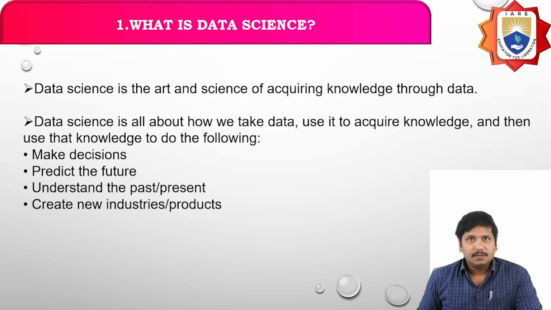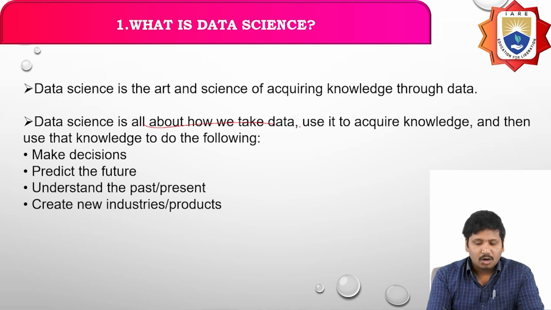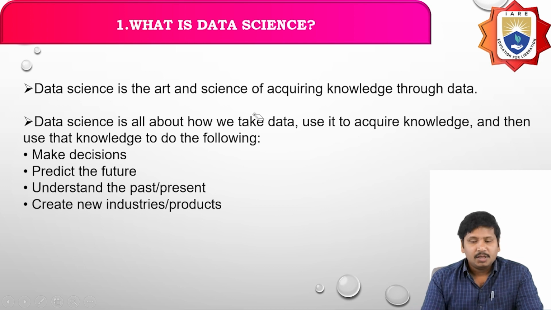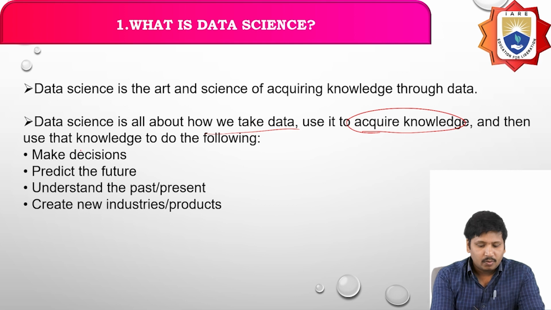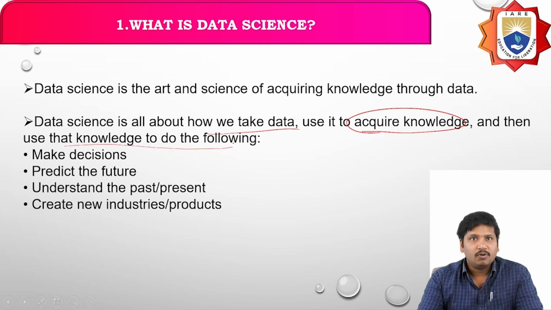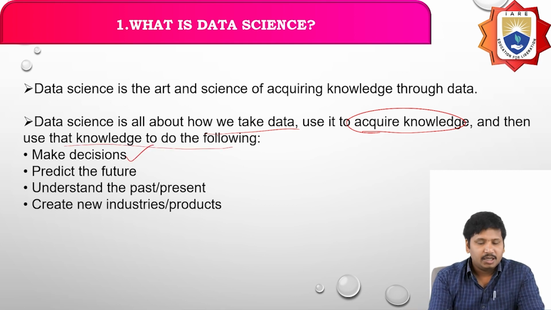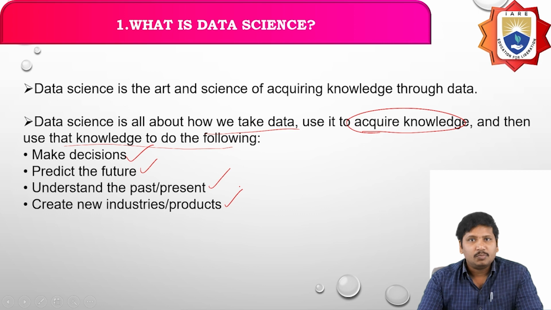In this video, I'm going to discuss the question bank on the principles of data science. The very first question is: what is data science? Data science is an art and science of acquiring knowledge through data. It is all about how we take the data and use it to acquire knowledge, and then how we use that knowledge for tasks like making decisions, predicting the future, understanding the past and present, and creating new industries and products.